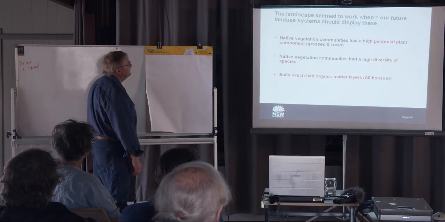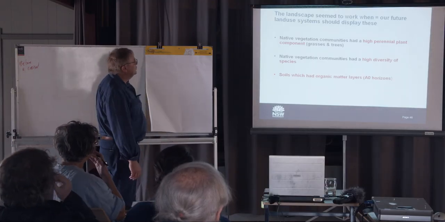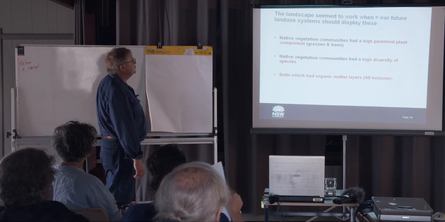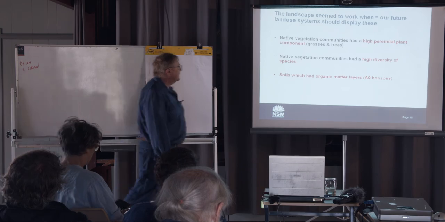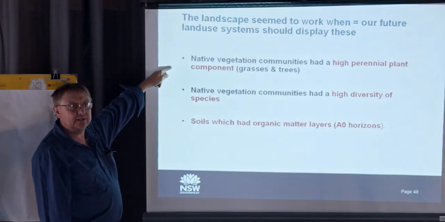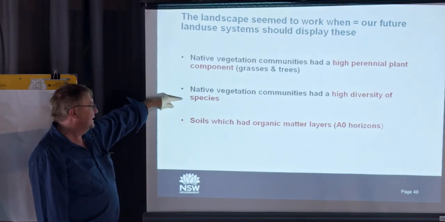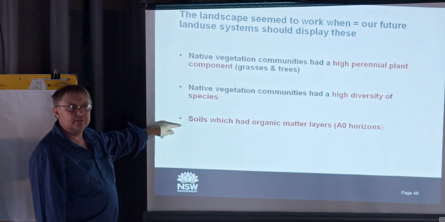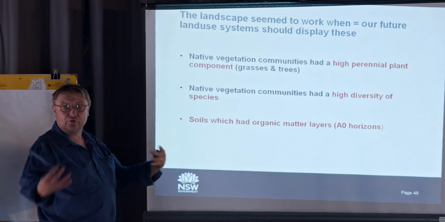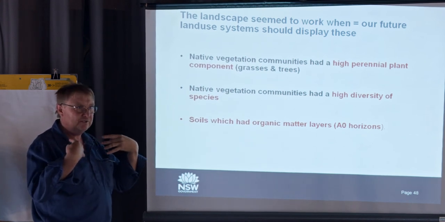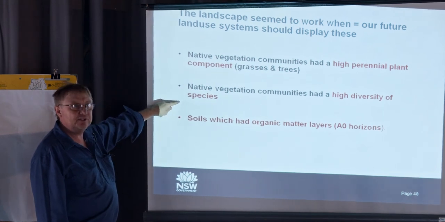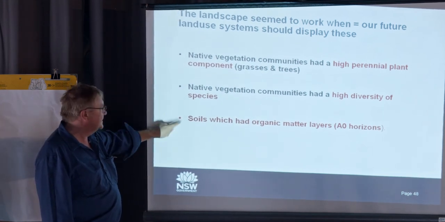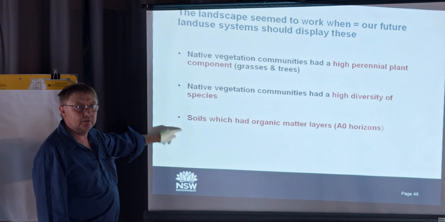So, landscapes seem to work when our future land use systems display lots of perennial plants, high diversity of plants, healthy soils. It's that simple, right? The rest of the stuff is just incredibly fascinating to geomorphologists, but the driver is lots of perennial things, diversity of species equals diversity of water use, healthy soils, right?